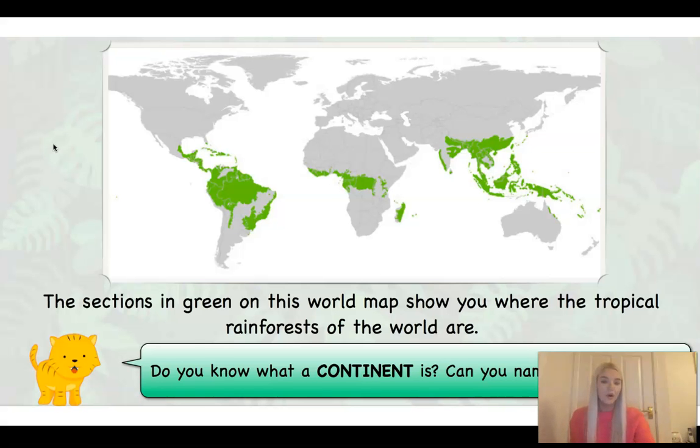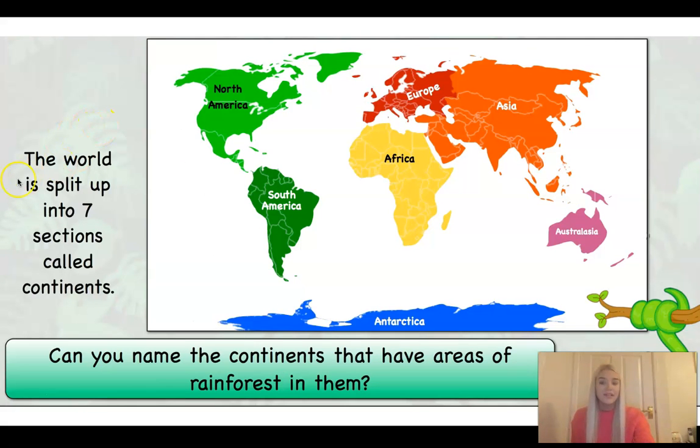Let's see if you got them right. So the world is split into 7 sections called continents, all right? So let's see if you got them right. The one that wasn't on the picture was Antarctica, and that is a very cold place, all right? We know that we are in Europe, and Europe is just here. North America is here, and North America is quite an easy one to spot because it's in the north, and we know the north is up here.